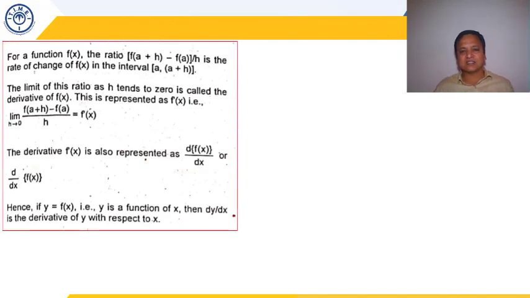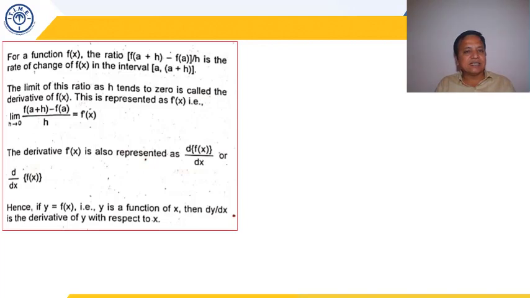For a function f(x), the ratio of f(a+h) minus f(a) divided by h is the rate of change of f(x) in the interval a to a+h. Here h is tending to 0. We have taken a very small value. The limit of this ratio as h tends to 0 is called the derivative of f(x).